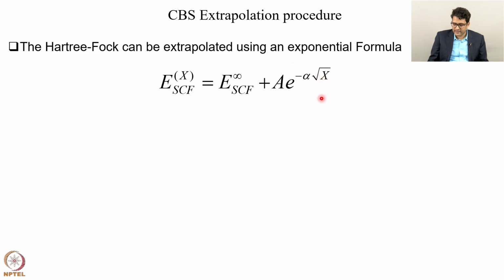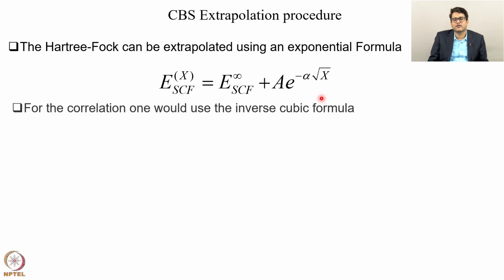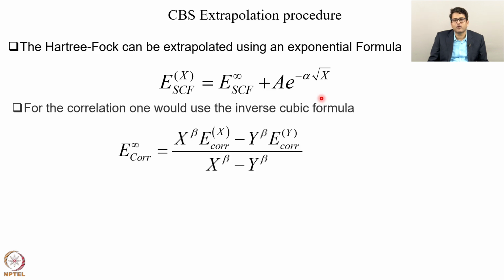So, what is done in the case of SCF is that you calculate at different basis sets and then put them into the extrapolation formula, where the A and alpha coefficients are predetermined. Similarly, for the correlation energy, one uses a different formula, which is called an inverse cubic formula. So, you have the correlation energy at two different basis sets, and then using this formula you go to the infinite basis set for the correlation energy.